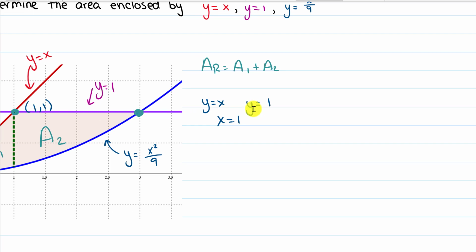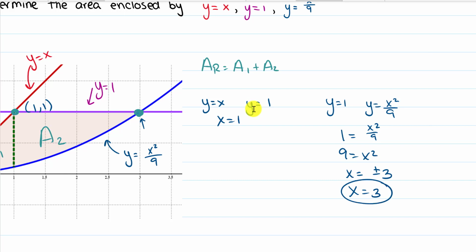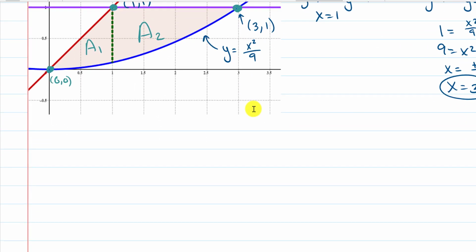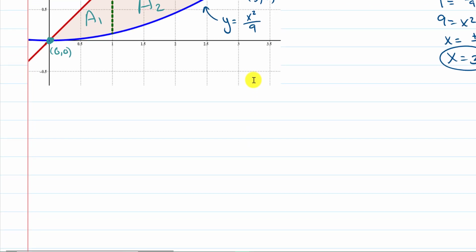And now let's talk about how to determine this point right here. We're going to set y equals 1 and y equals x squared over 9 equal to each other. So you get 1 equals x squared over 9. 9 is equal to x squared. X is equal to plus or minus 3. But since we're in the first quadrant, our x value is only 3. So this is 3. And if you plug 3 in, you will get 1. Okay? So now let's go ahead and evaluate our integrals.